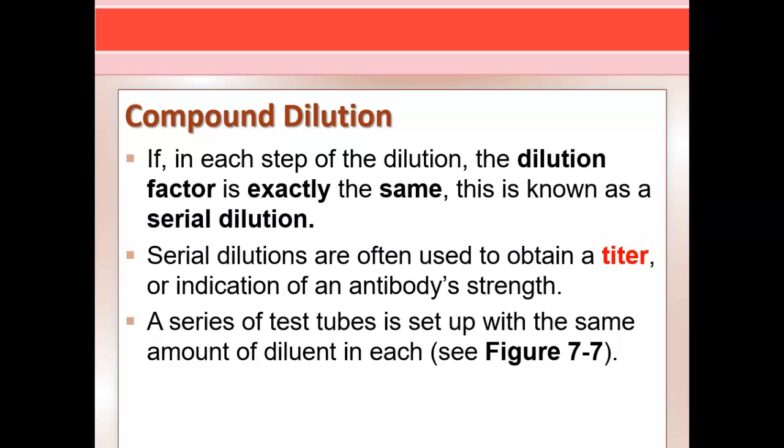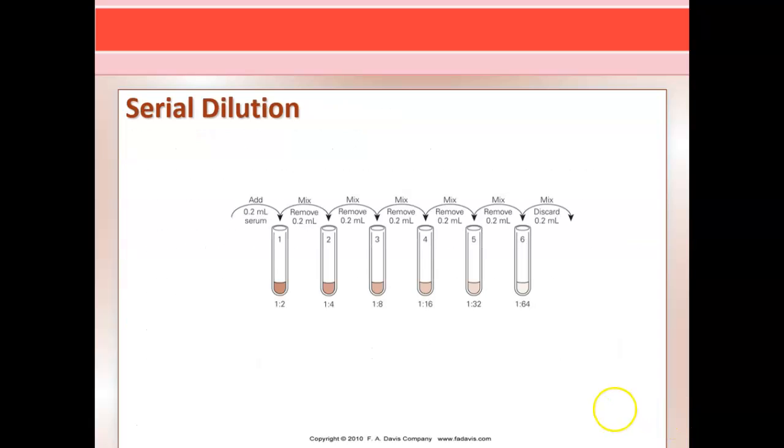Serial dilutions are often used to obtain a titer or indicate an antibody's strength. So a series of test tubes is set up with the same amount of diluent in each tube. In this case, they have placed 0.2 milliliters of diluent in every tube, 1 through 6. Then you add 0.2 milliliters of serum, mix, then you remove 0.2 milliliters of our 1 to 2 dilution, put that in the next tube.